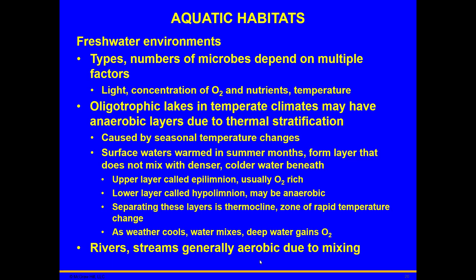The surface waters are warmed during the summer months, and warmer water is less dense than colder water. Now, I know you're sitting there going, well, what has this got to do with microbiology? Hang in there for a second. So the upper layer is called the epilimnion, and it's usually oxygen rich. The lower layer is called the hypolimnion, and that's anaerobic. Okay? The denser water goes down, it's not the temperature as much, but the fact that it's devoid of a lot of organisms. And so the oxygen doesn't get down to the lower levels.